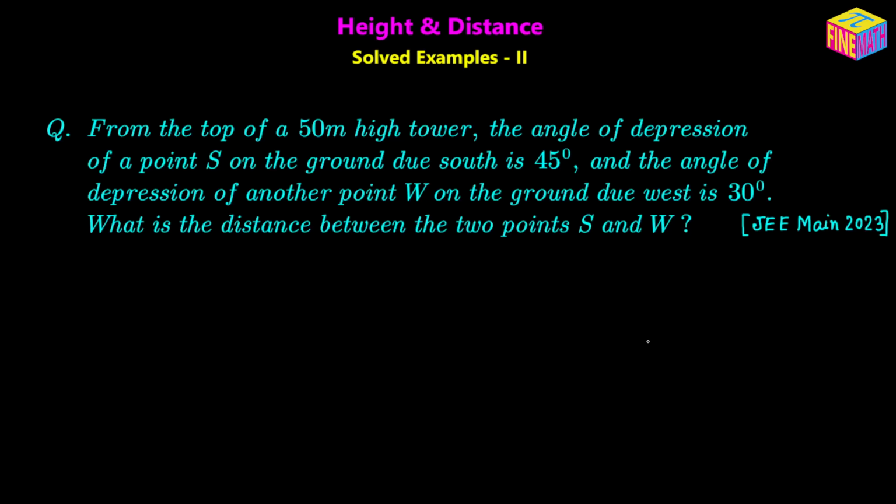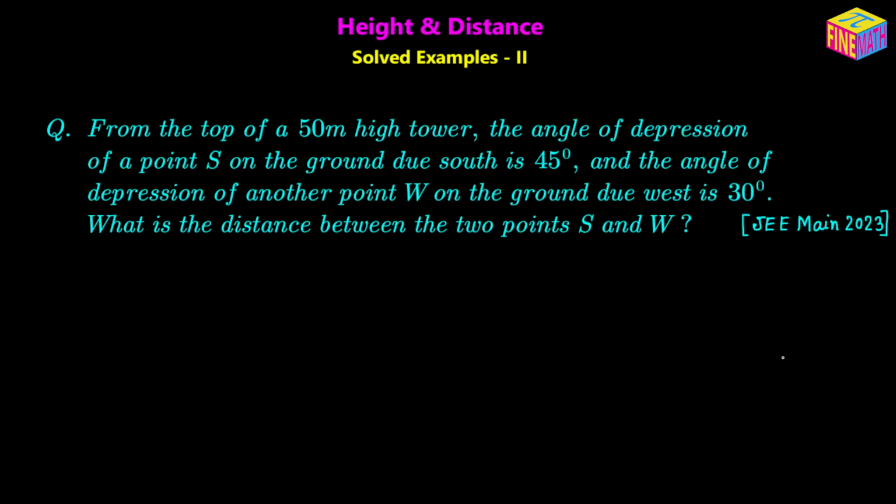So we have been told that there is a 50-meter high tower and there is a point S on the south side of the tower and the angle of depression from the top of the tower to that point is 45 degrees, and similarly there is another point on the west side of the tower which is the point W and the angle of depression of W from the top of the tower is 30 degrees. We have to find the distance between S and W. So let's get started with the solution.